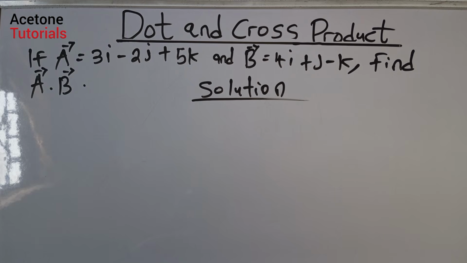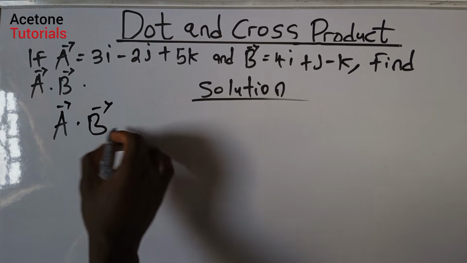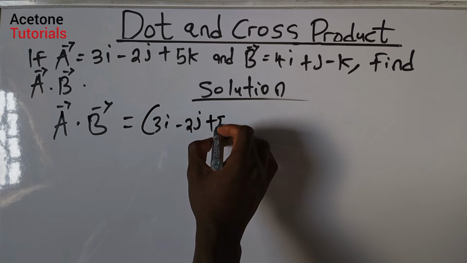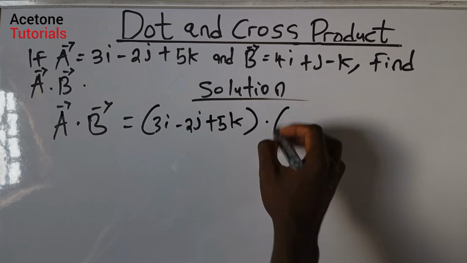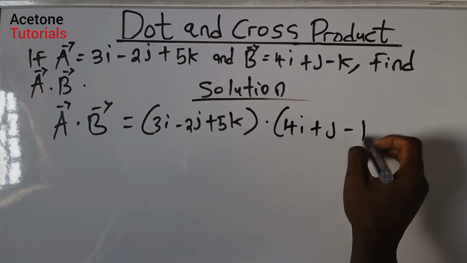Here is a question. If vector A is equal to 3i minus 2j plus 5k and vector B equals 4i plus j minus k, find A dot B. So we want to determine the dot product of vector A and vector B. Know that the dot product is equal to 3i minus 2j plus 5k dot 4i plus j minus k.